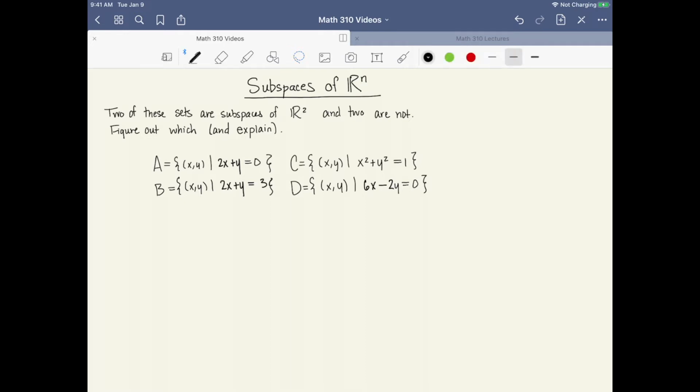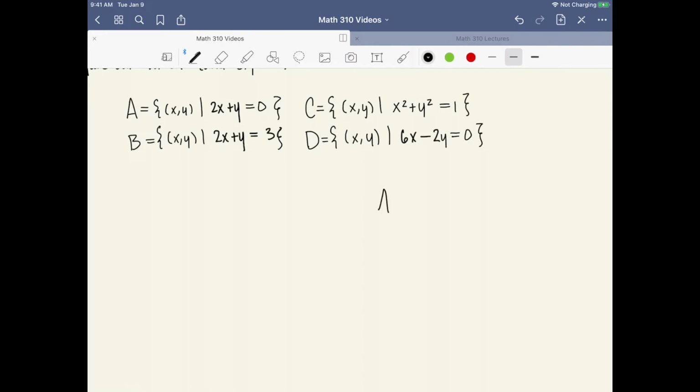A is the set of points x, y that satisfy 2x plus y equals 0. This is a fairly standard set. This is going to be a line. So A is a line. It's the line y equals minus 2x. B is also the equation of a line. It's the line 2x plus y equals 3, and so we could rewrite this as y equals minus 2x plus 3. So it's the same line as A, but shifted up by 3.